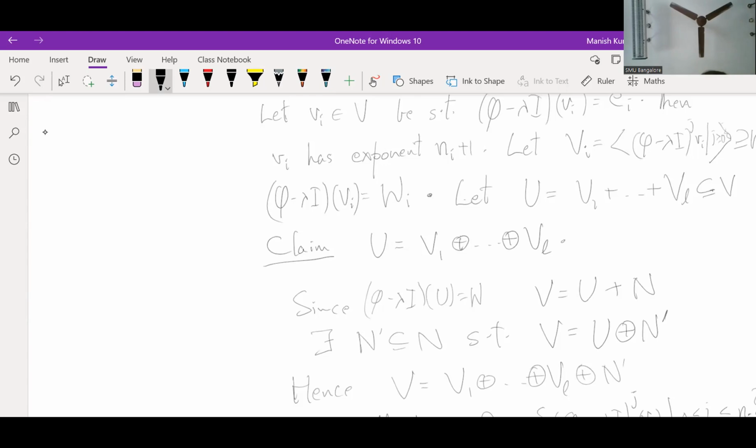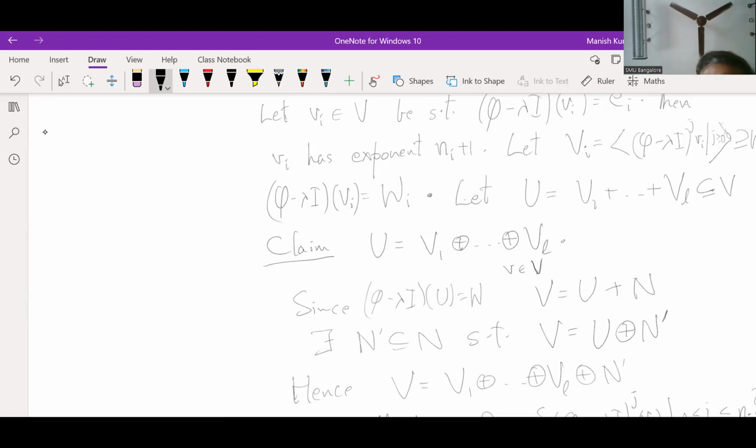Okay. So since phi minus lambda I of U is the whole of W, what we get is V is U plus N. N was the kernel of phi minus lambda I. Right? Why is V equal to U plus N? So the point is, let's take v in V. I'm not saying direct sum, I'm just saying sum. I want to say any vector in V can be written as a vector in U plus a vector in N, not necessarily unique.